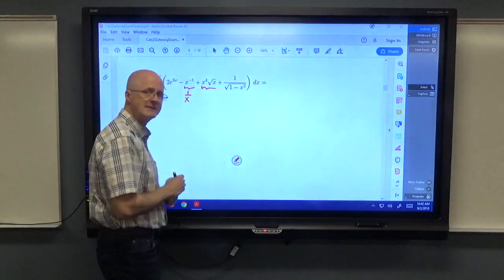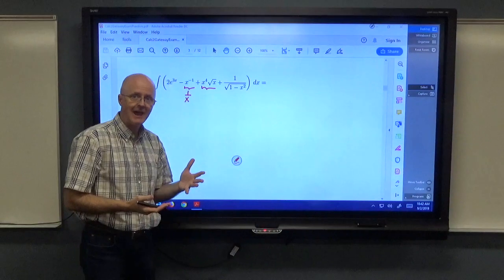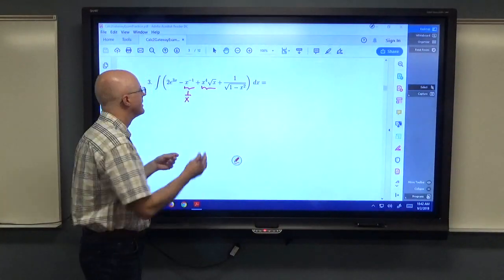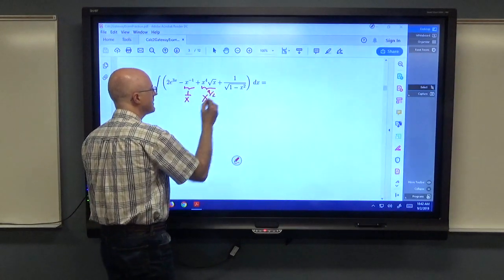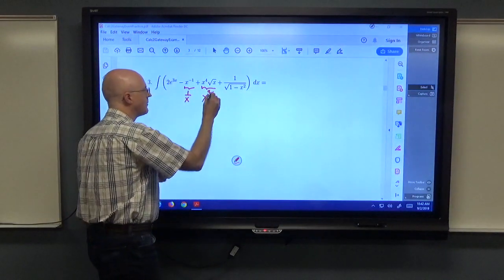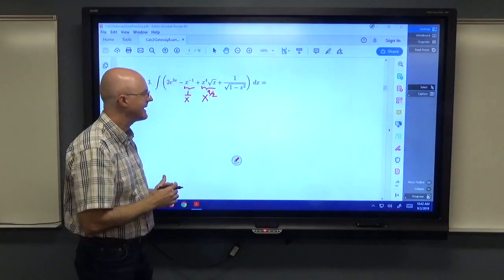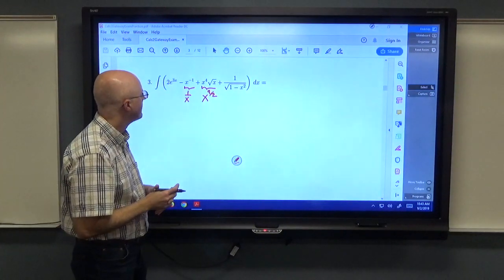Square root of x is the same as x to the 1/2 power. x to the 4th times x to the 1/2, you have to add the exponents to get x to the 4.5 power, which is the same as x to the 9/2 power. I don't mark it wrong if my students write 4.5 because yes, 4.5 does equal 9/2, but I think it's better to practice with fractions.